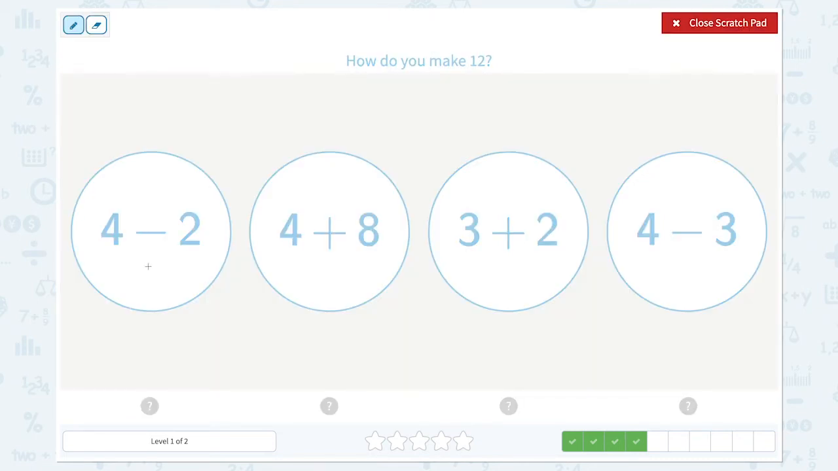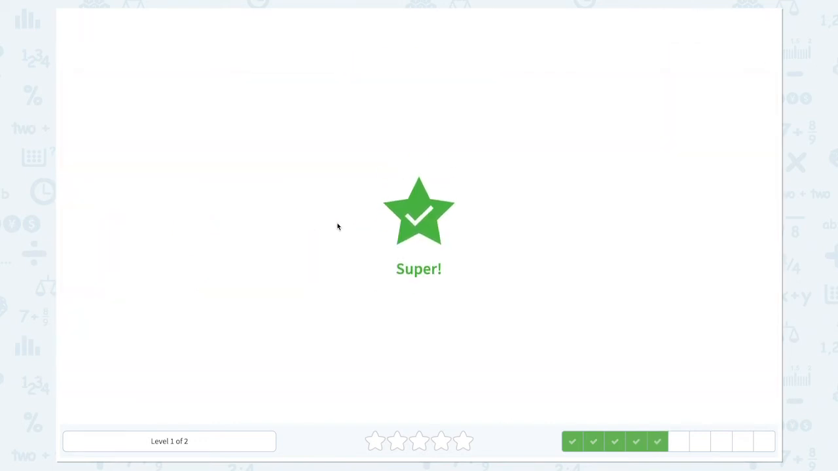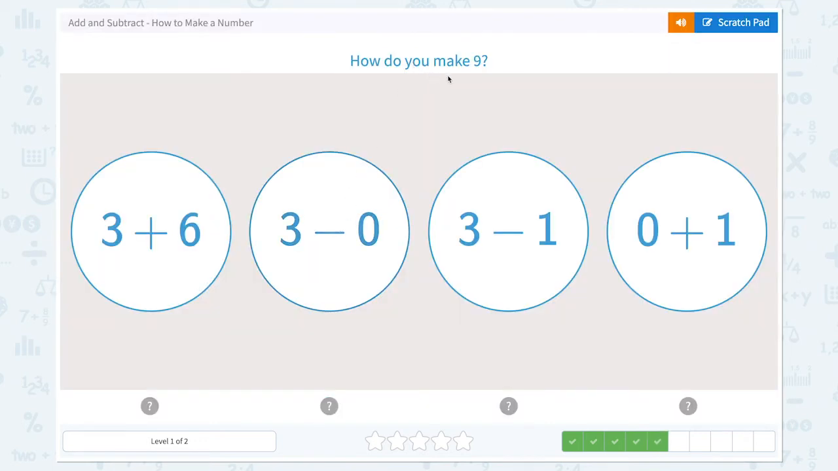4 minus 2 is equal to 2. 4 plus 8 is equal to, let me start with 8 and count on 4. 8, 9, 10, 11, 12. There it is. 4 plus 8 makes 12. Super! How do you make 9?